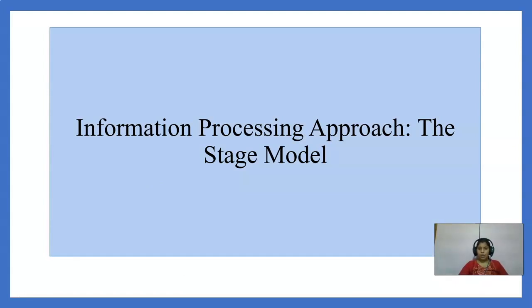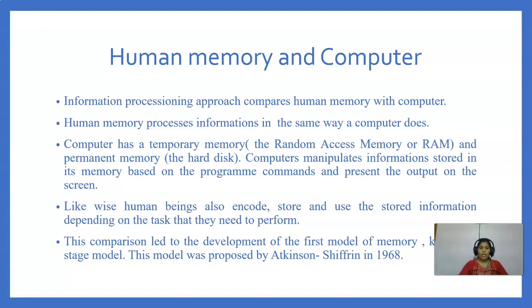Next, we'll discuss a model. This model is known as the information processing approach. The information processing approach uses the human-computer analogy to explain memory. According to this approach, human memory processes and manipulates information in the same way a computer does. So human memory, like a computer, encodes the information, stores the information, and uses this information when we need to do a task.